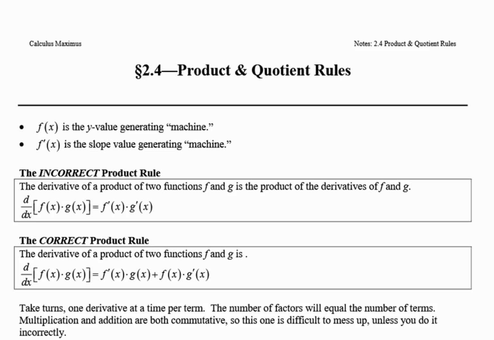Finally, we reached some of the fun stuff. Today we're going to discuss the product and quotient rules. This is the first, incorrect product rule, what a lot of people think you should do. You should just take the derivative of each function and then multiply. Well, that's not the case.